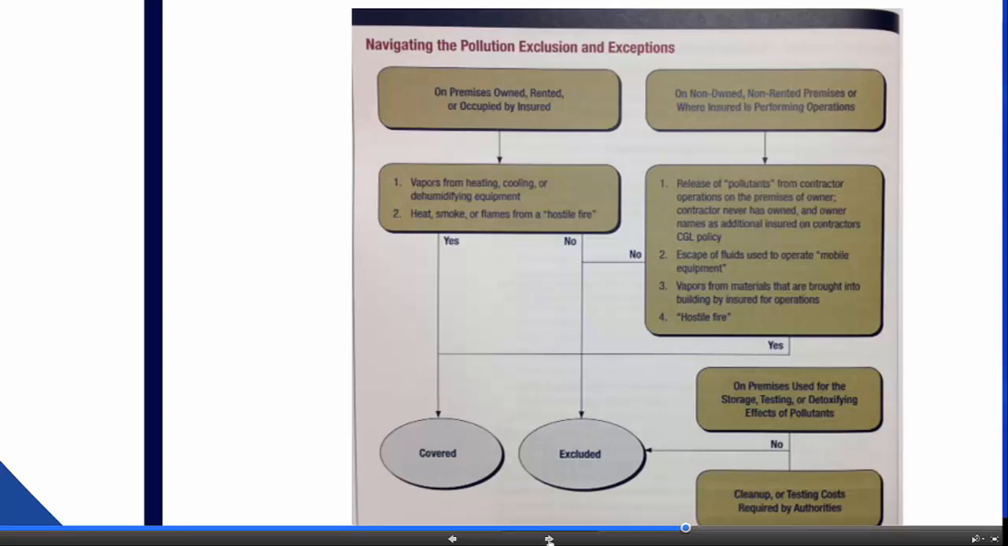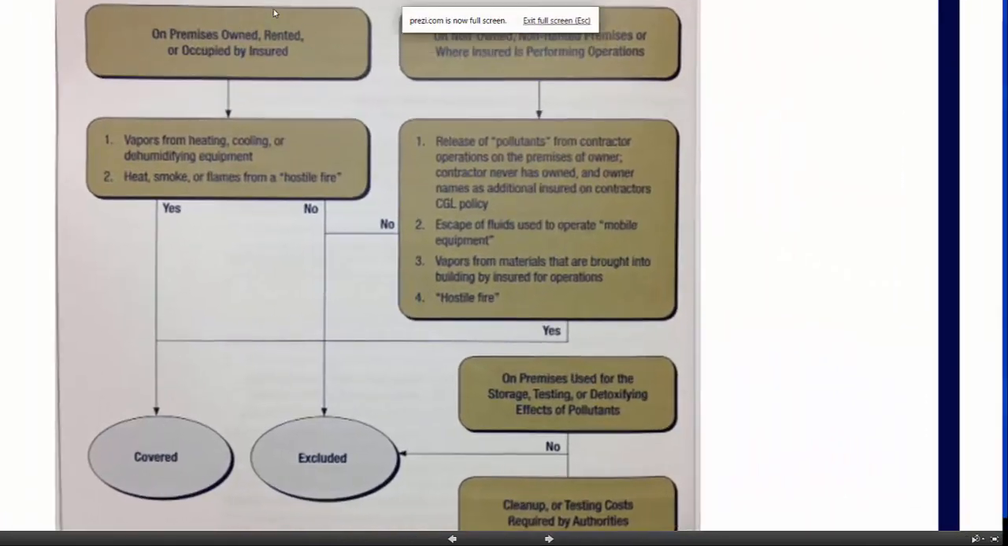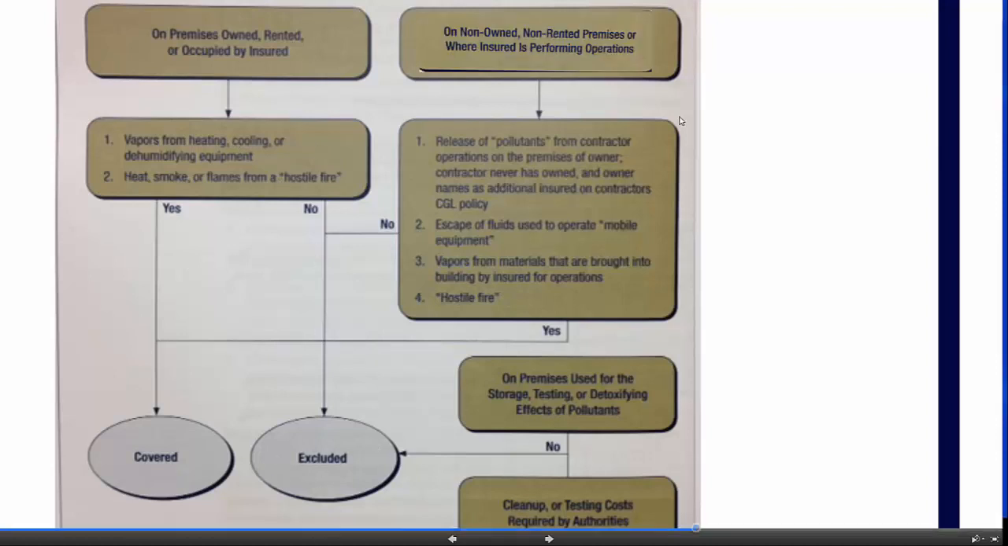So let's look first at on premises, owned, rented, or occupied by the insured. If the pollution damage is caused by vapors from heating, cooling, or dehumidifying equipment, or heat or smoke or flames from a hostile fire, then that is covered. But if it's caused by some other type of pollution, it's excluded. So that's pretty straightforward. And I took a new picture here because that was a little bit fuzzy.